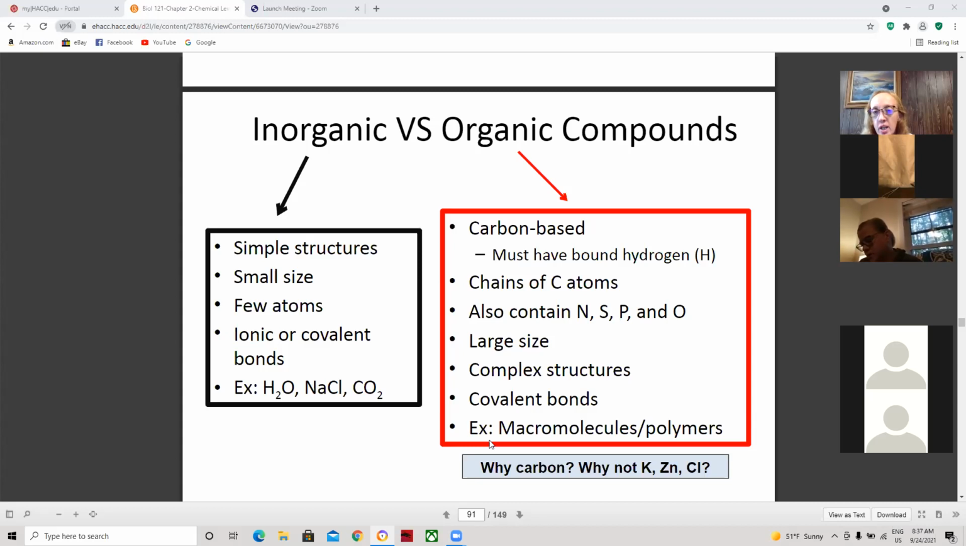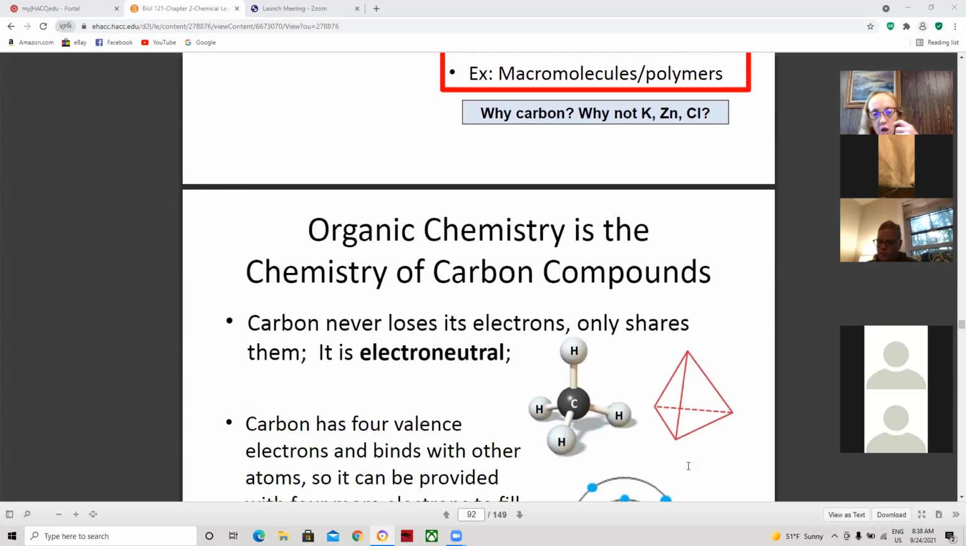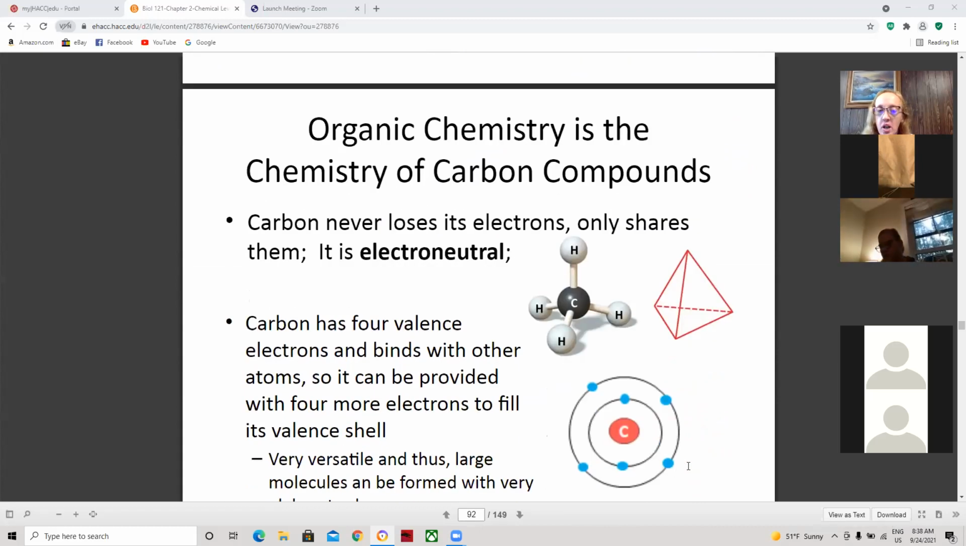So why is organic chemistry the basis of life? And why is it carbon? Why isn't it potassium or zinc or chloride? What's unique about carbon that allows this to be the basis for all organic compounds? Carbon, if you remember where that is on the periodic table, is over in the upper right corner where our really electronegative atoms are. However, it's not electronegative. It's what we call electroneutral. It never loses its electrons. It only shares them. So it's never capable of making an ionic bond. The bonds that it makes are never polar. They're always nonpolar.